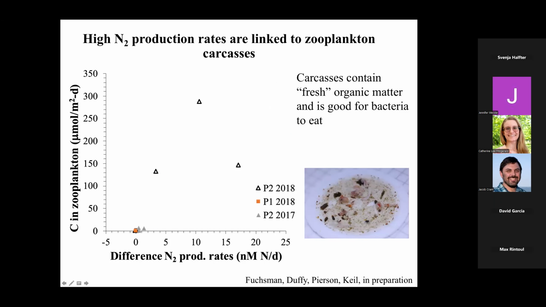But when we looked at the carcasses, we found that these really high N2 production rates are linked to the zooplankton carcasses. So here in this graph, this is the difference between the water column and the particle rates when the particle rates are really high. And then we have carbon and zooplankton carcasses on the y-axis, and you can see that there are these huge rates, probably because carcasses contain fresh organic matter that is good for bacteria to eat.